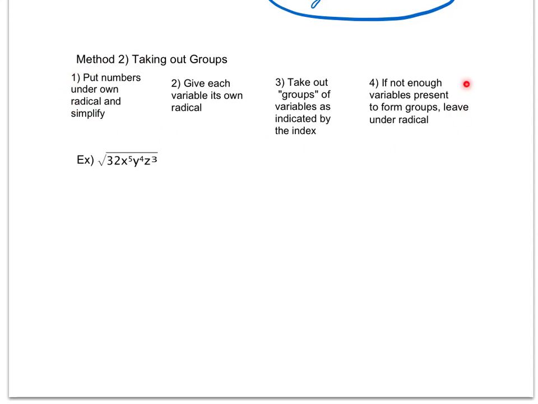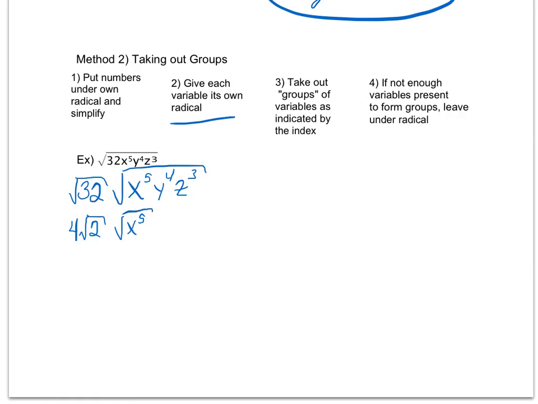So again, I have my steps here. Notice step 1 is the same. And again, I'm going to go through these steps via example. Square root of 32, square root of x to the 5th, y to the 4th, z cubed. And I already looked at how the square root of 32 is the square root of 16 times 2, which breaks down to be 4 square root of 2. So I looked at that just momentarily ago in the previous example. Now I'm going to give each variable its own radical. So I'm going to say square root of x to the 5th, square root of y to the 4th, square root of z cubed.